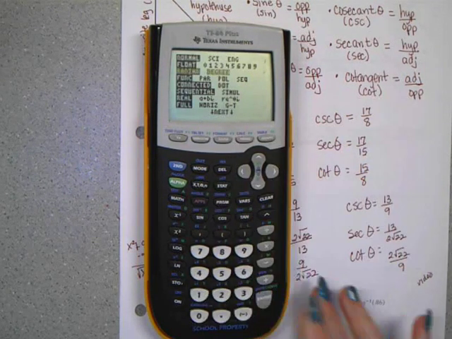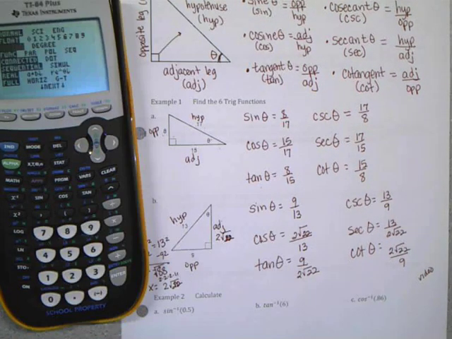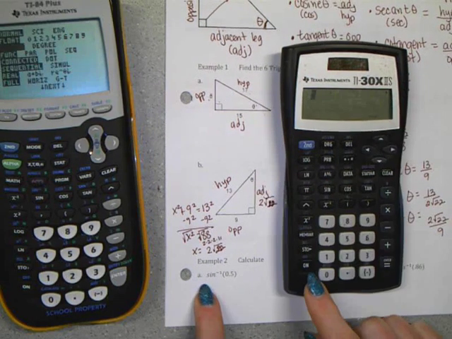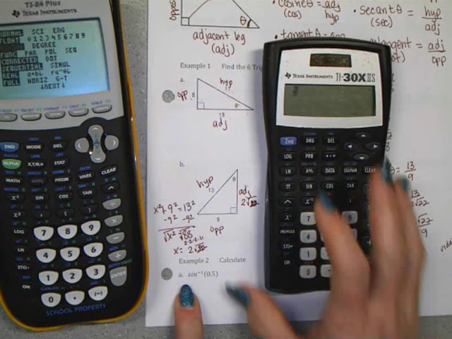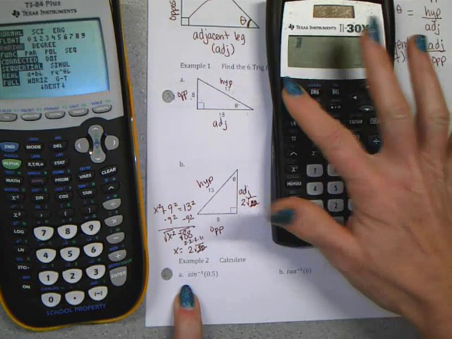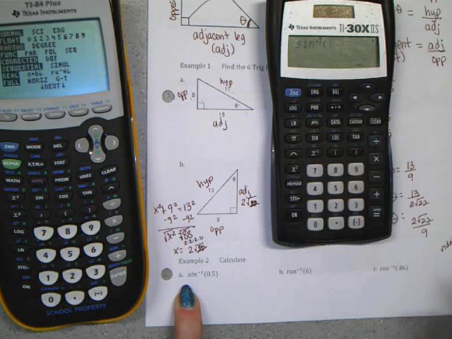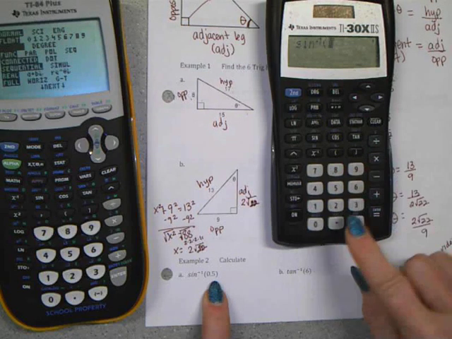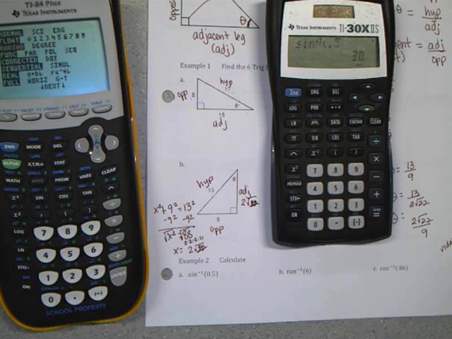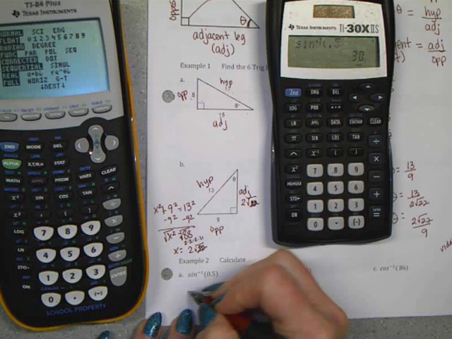If I don't change this, let me just show you how I'll get a totally different answer. So on example 2a, it wants me to do the inverse sine. So I'm going to do second, and then I press the sine button. Please don't say "sin" as you're saying that. Remember to use your math words, you're not in language arts. So that's my inverse sine, and I put 0.5, and it tells me that my answer is 30 degrees.